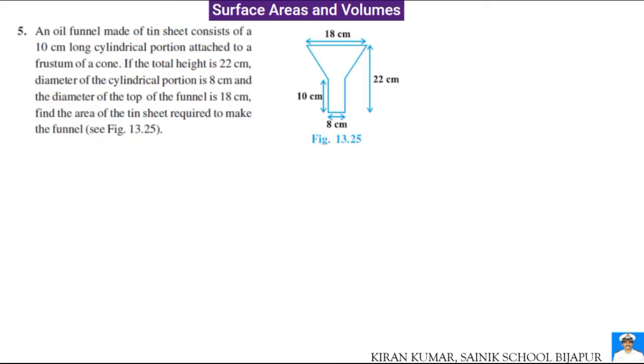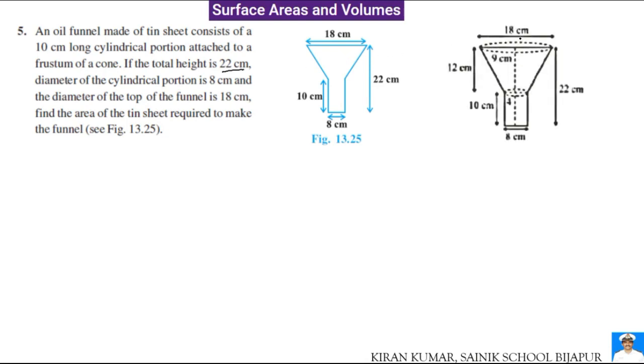Question number 5. An oil funnel made of tin sheets consists of a 10 centimeter long cylindrical portion attached to a frustum of a cone. If the total height is 22 centimeter, diameter of the cylindrical portion is 8 centimeter, and diameter of top of the funnel is 18 centimeter. Find the area of the sheet required to make the funnel.